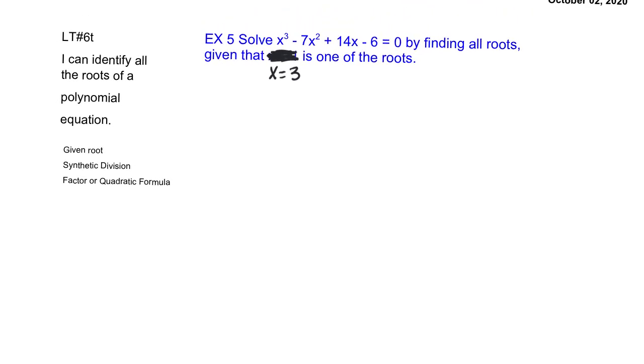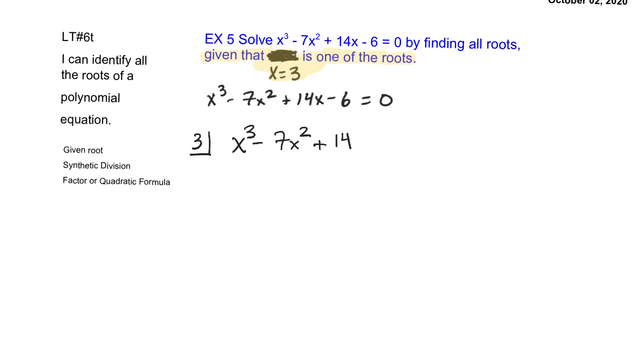So again, we are given a polynomial, x cubed minus 7x squared plus 14x minus 6 equals 0. It does not factor, and that is why when it does not factor, we give you what one of the answers is. So I already know that x equals 3 is an answer, so I'm going to divide the polynomial by that given solution. Okay, so I'm going to use synthetic division.